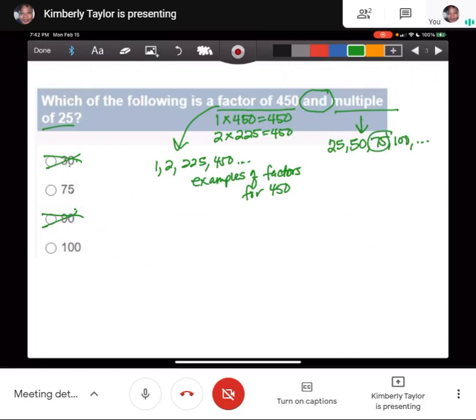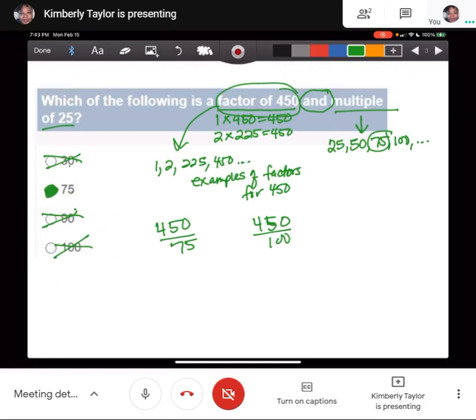But which one of these is going to be also a factor of 450? So that's a matter of, you could do division. You could say 450 divided by 75. You could also say 450 divided by 100. Well, if you know anything about counting by 100s, you're not going to get the 450, so we can eliminate that and just go with 75.